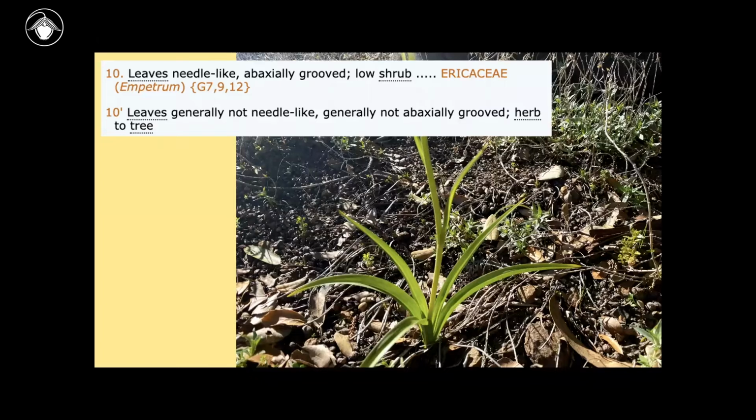Leaves needle-like, abaxially grooved, low shrub, Ericaceae, or leaves generally not needle-like, generally not abaxially grooved, herb to tree. In this case, we do have an herb without needle-like leaves.